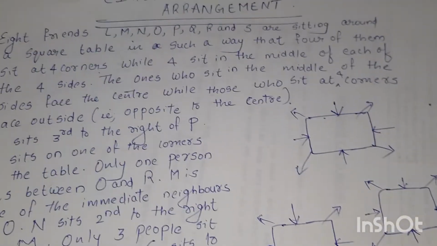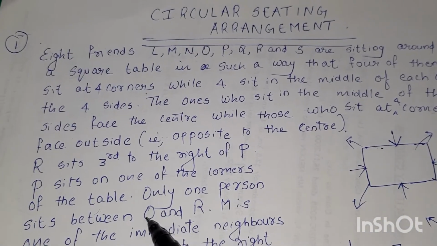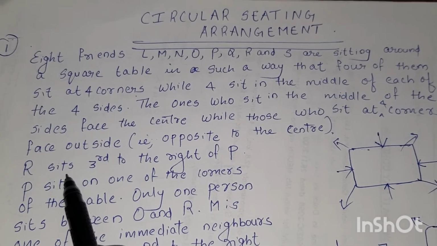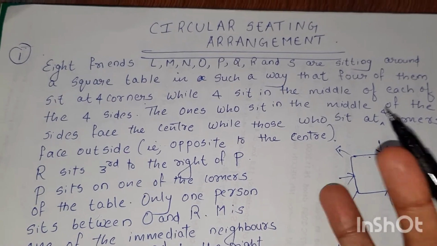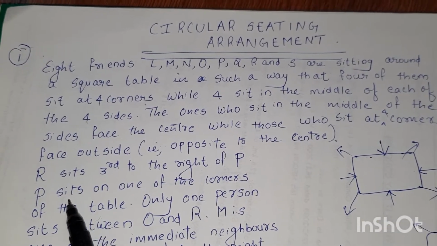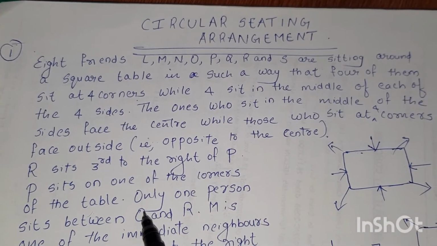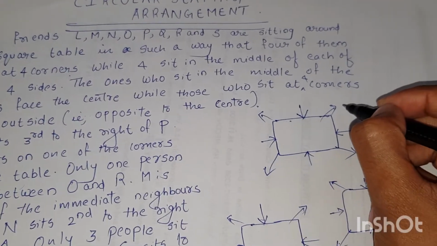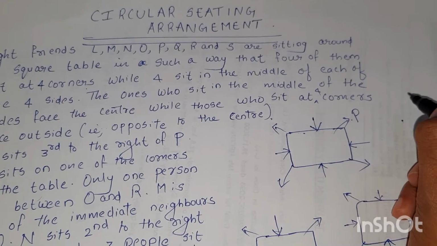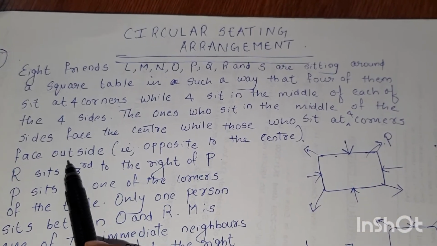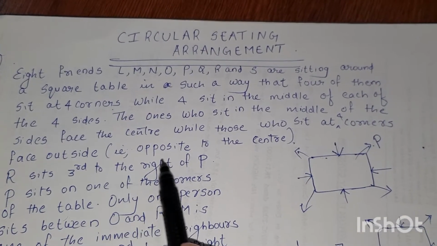Okay. Now going to the conditions. R sits third to the right of P. We don't know where R is, where P is. So go to the second statement. P sits on one of the corners of the table. So suppose P is here. Now in the first sentence, R sits third to the right of P.